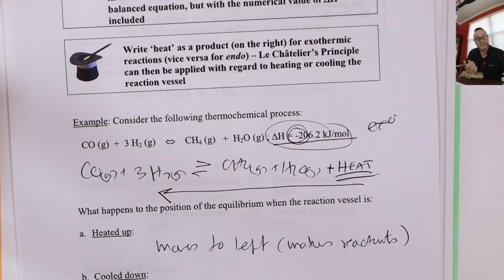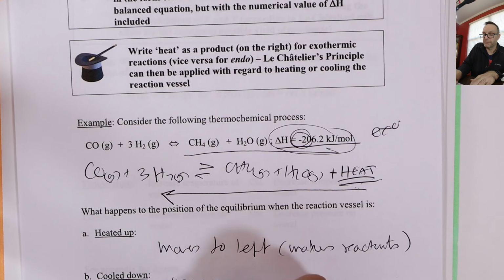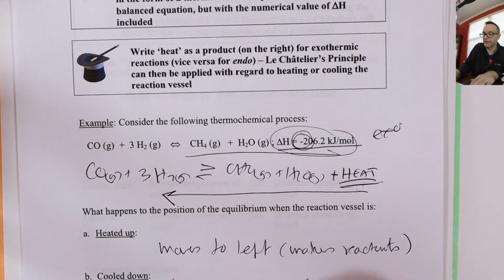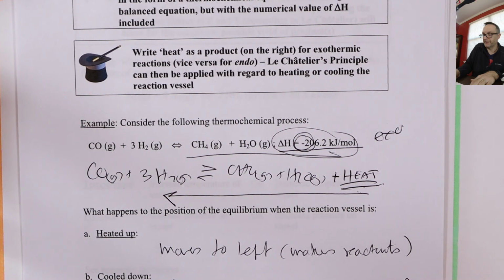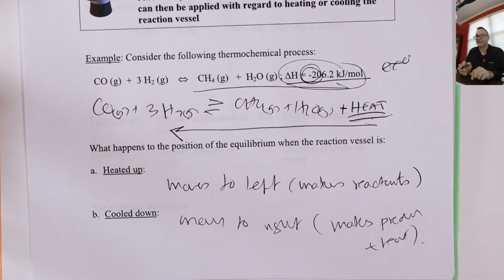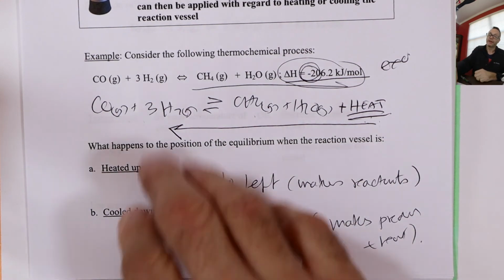If you cool it down, what's going to happen? Well, you're in the container, you're at the equilibrium. Now you're being cooled down. You want to get back to where you were, so you make heat. Heat's a product. You move to the right. Moves to right. Makes product, and heat, if you like. Does that make sense? So when you cool the vessel down, it responds by doing the opposite to get back to where it was. So it makes heat. How does it make heat? It turns reactants into products because that makes heat exothermically.